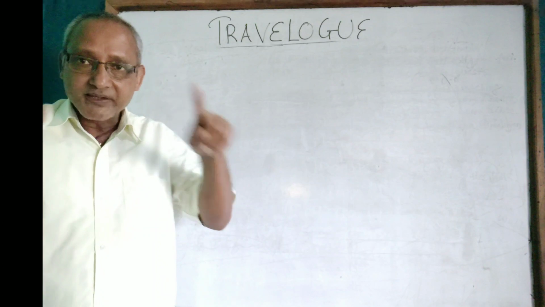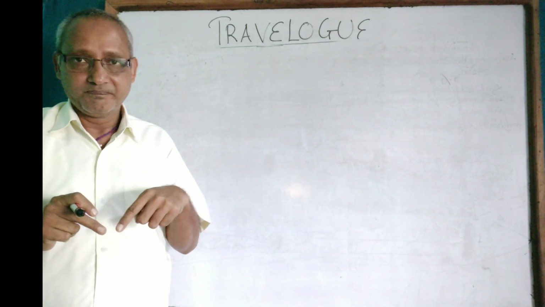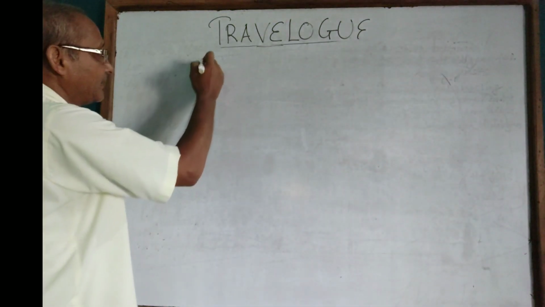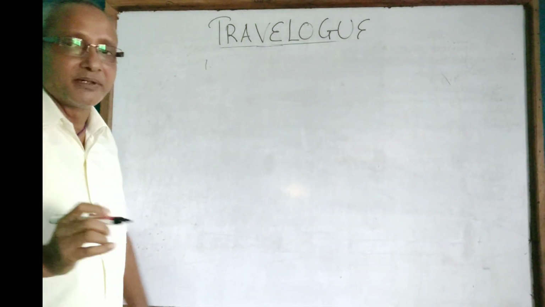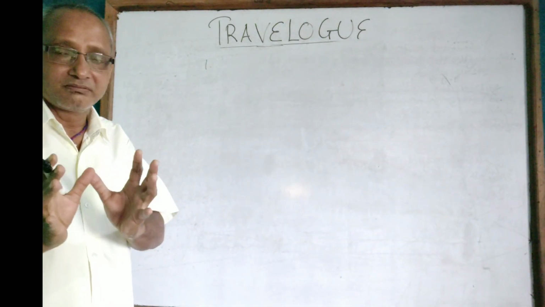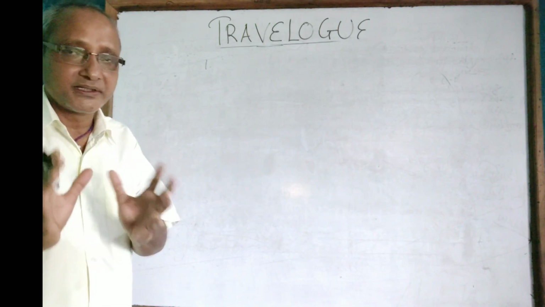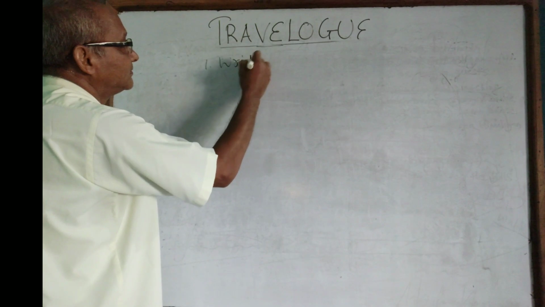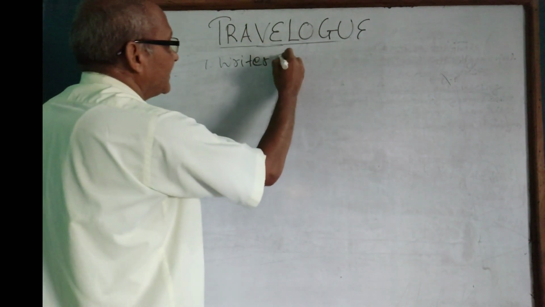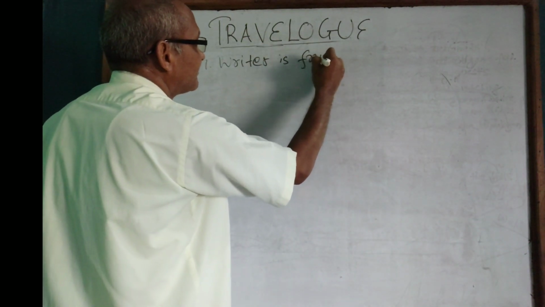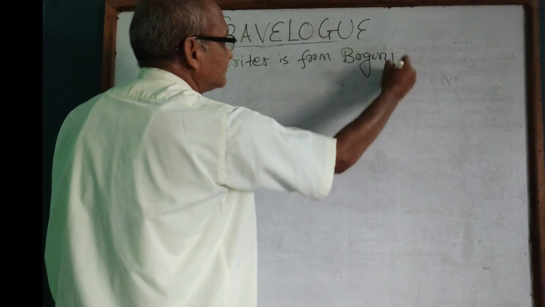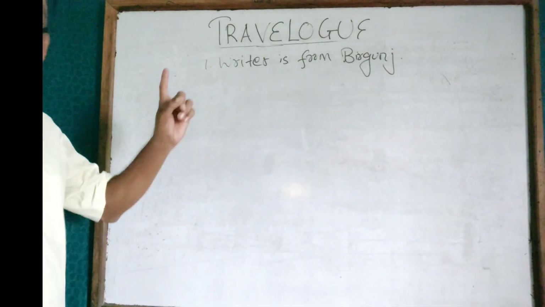Now let me sum up the story. Let's be very, very clear. Number one, so we are summarizing the story, okay? So that we will not forget it again. Number one, the writer is from Birganj. The writer is from Birganj.